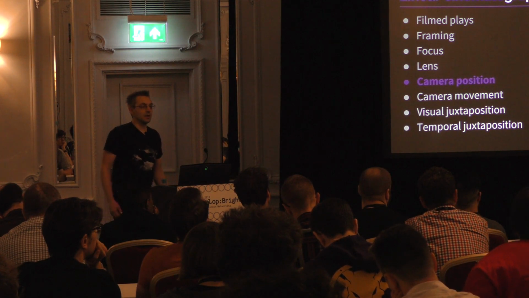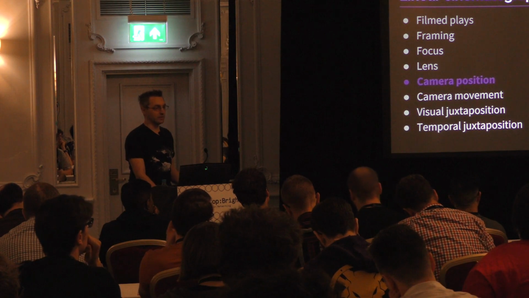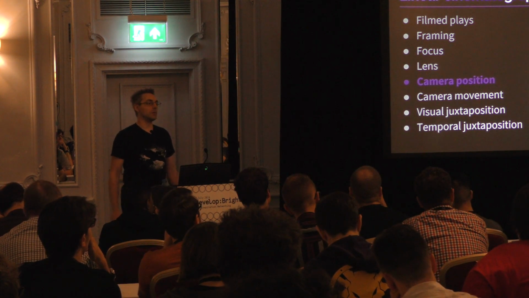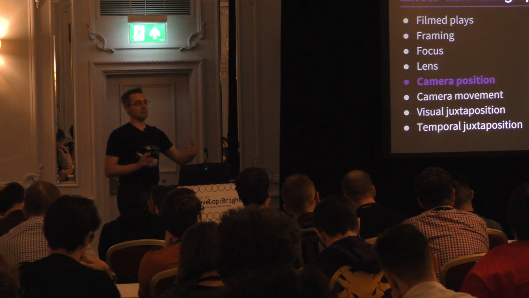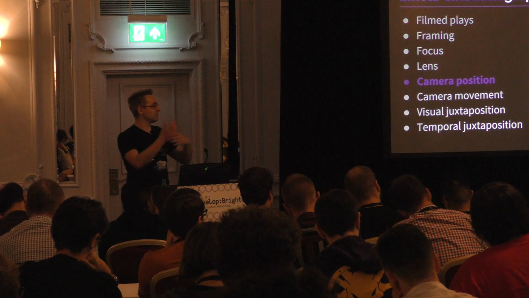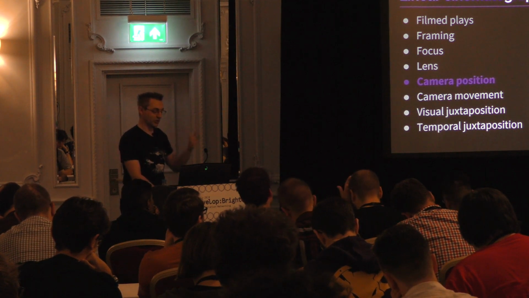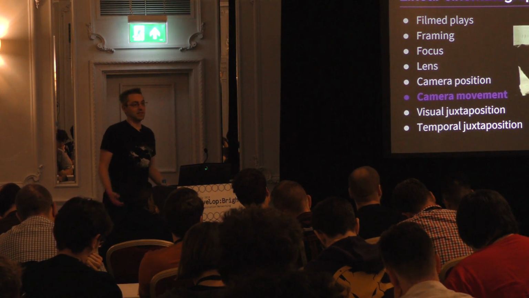Camera position is really important. Here's an example of a wizard looking weak and a child looking powerful, even though both of them are pointing weapons into the camera. So the relative position of the camera establishes a sense of dominance or weakness, which I'll come back to later. And camera movement is a really interesting thing.